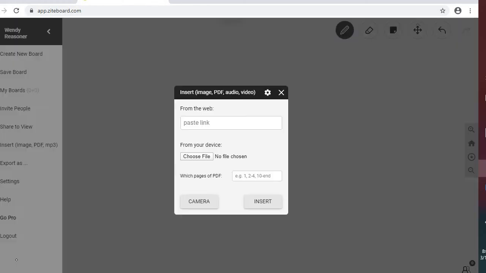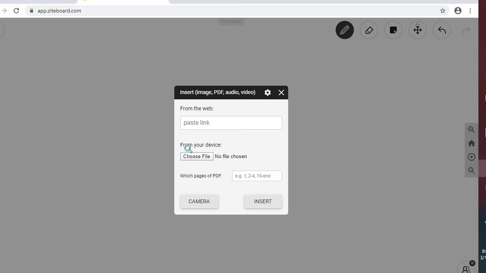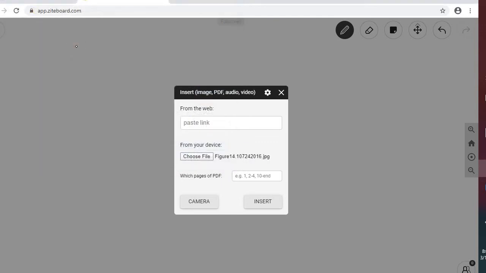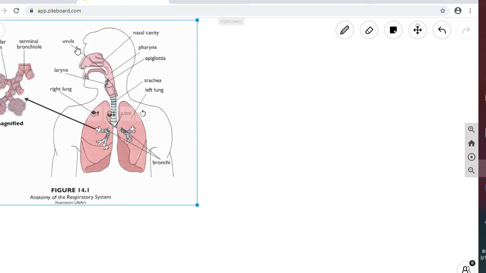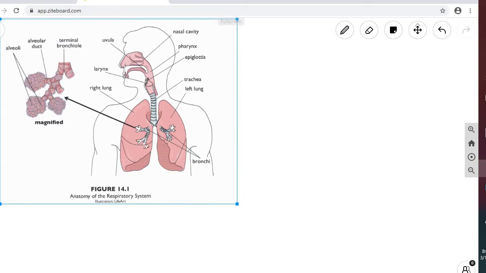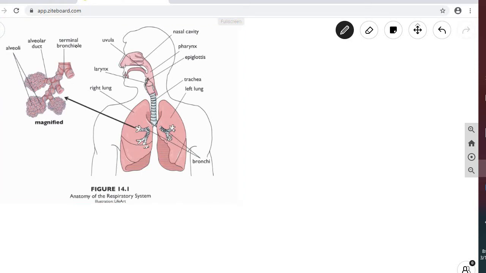Hello everyone. For the next 2 class periods, we will be working on covering Module 14, which is on the respiratory system. So here's a figure of the respiratory system. And typically we divide the respiratory system into the upper respiratory system and the lower respiratory system.